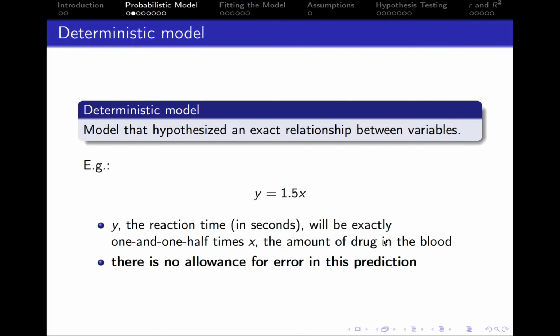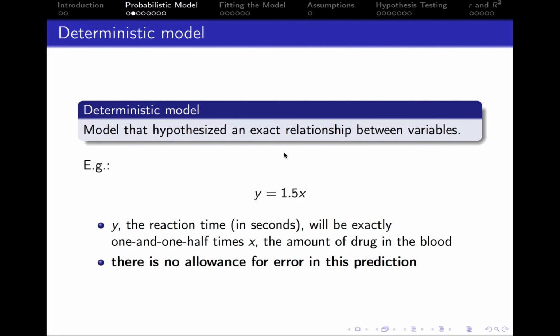So let's start with the deterministic model, which hypothesizes an exact relationship between two variables. For example, y is equal to 1.5 multiplied by x. So y, which is the reaction time to the drug in seconds, will be exactly 1.5 times x, the amount of drug in the blood. If you look at this model, you will see that there is no allowance for error in the prediction. So the relationship is exact, which means that we can precisely estimate the reaction time of a person.